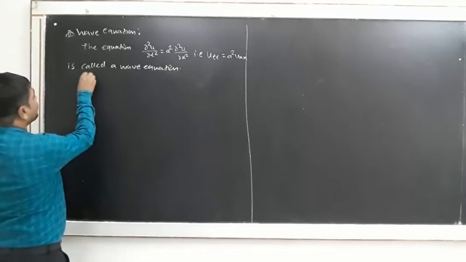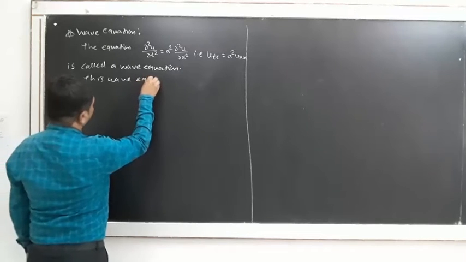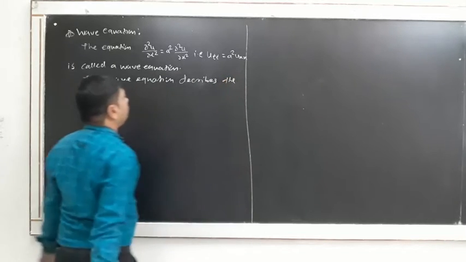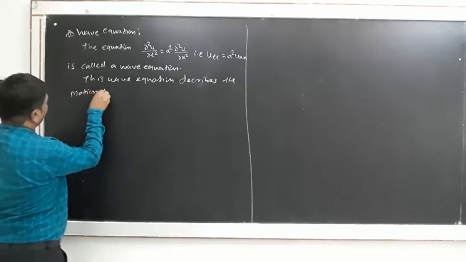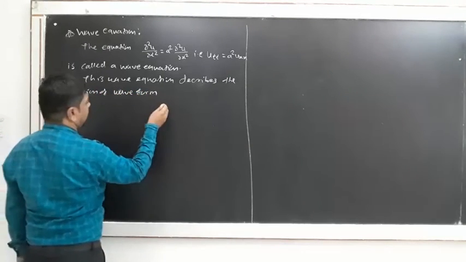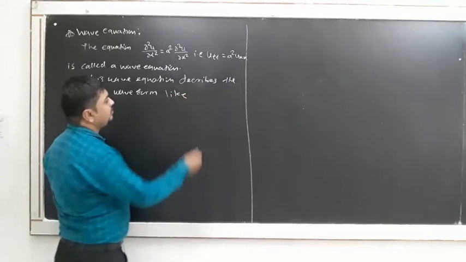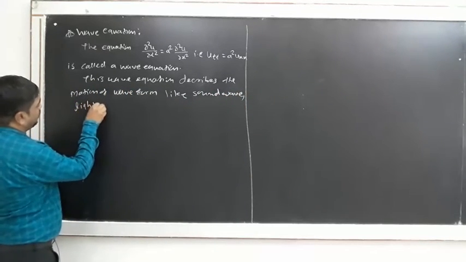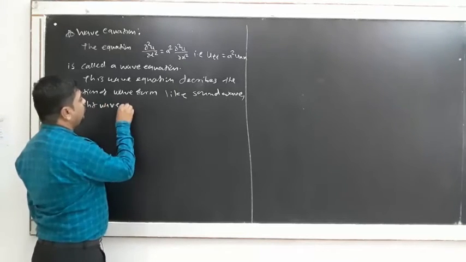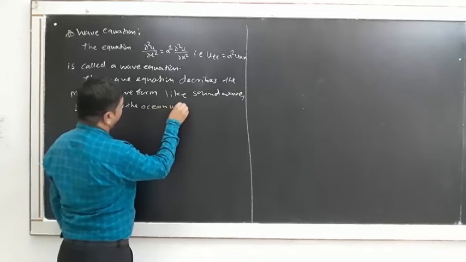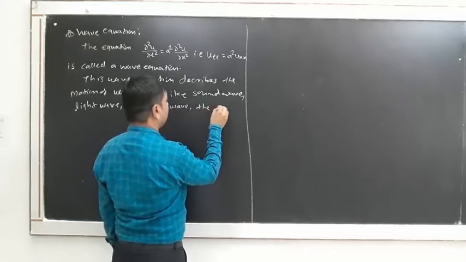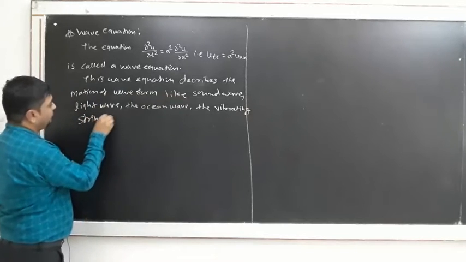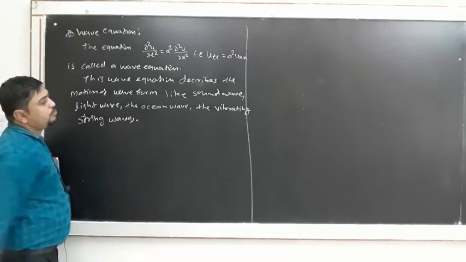And this wave equation describes the motion of waveforms like sound wave, light wave, or the ocean wave, or the vibrating string wave. Very popular example.